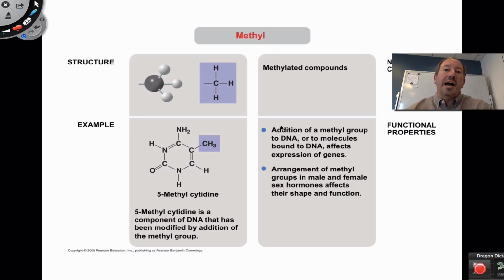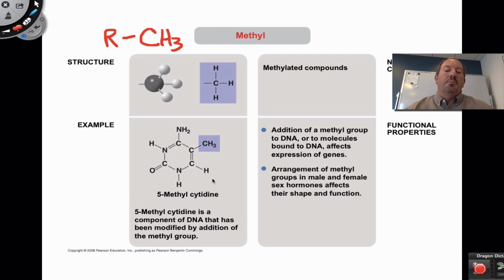And then finally, the last functional group is called a methyl. And it may seem insignificant compared to the other ones. It's just simply a carbon with three hydrogens off of it. And I'll draw it right here, CH3. So you stick that onto the R group and you have a methyl. And you can have two methyls or three methyls. And here's a ringed structure with a methyl group coming off of it.